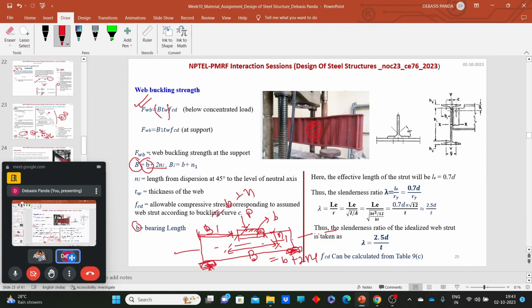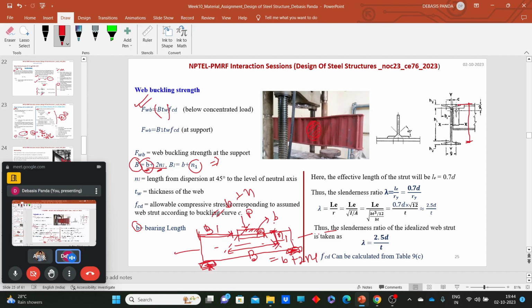The bearing lengths are generally provided, like that much of bearing is provided here and that much of bearing is provided here. And if the bearing length is provided and we know the overall depth of the section, then we can calculate the value of N1 also. N1 will be nothing but the overall depth divided by 2. And capital B we can calculate as small b, the bearing length, plus 2 into N1. What is that N1? N1 is nothing but the distance from the top to the neutral layer.